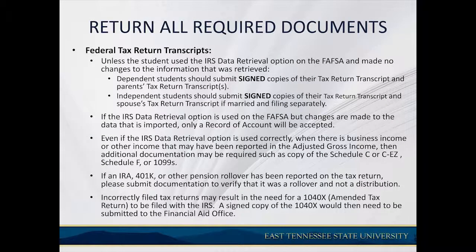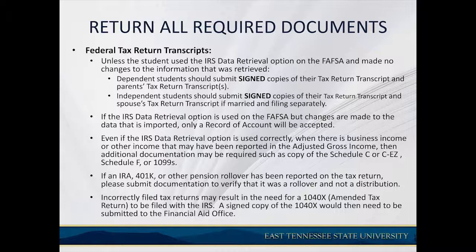Federal tax return transcripts. Unless the student used the IRS data retrieval option on the FAFSA and made no changes to the information that was retrieved, dependent students should submit signed copies of their tax return transcript and their parents' tax return transcript. Independent students should submit signed copies of their tax return transcript and their spouse's tax return transcript if married and filing separately.